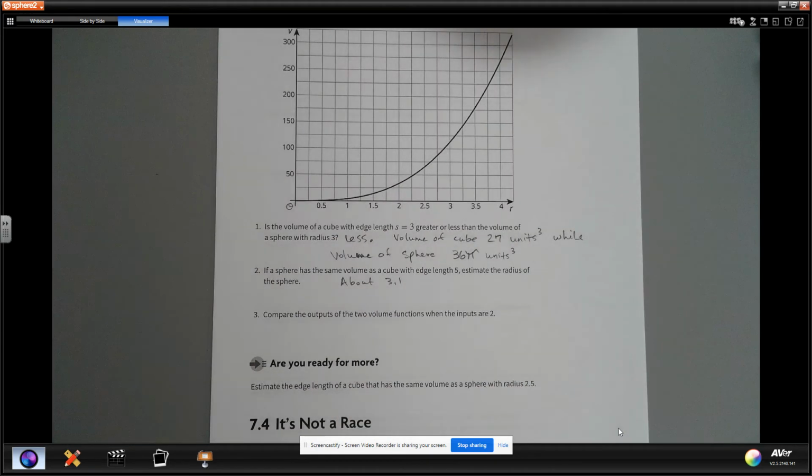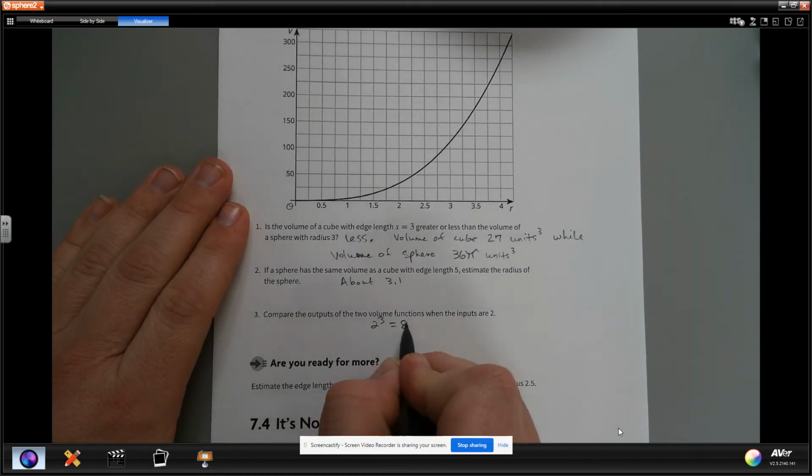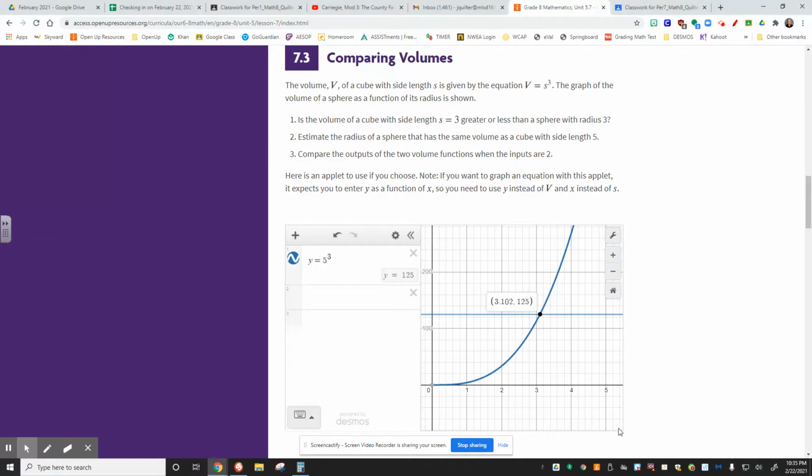Compare the output of the two volume functions when the inputs are 2. When the inputs are 2, then what we're talking about is 2 to the third power is equal to 8. And so what we'd have to look at with this is the output of the sphere volume function when the input is 2. If we take this and clear that one, y equals 2 to the third power, which would be 8.